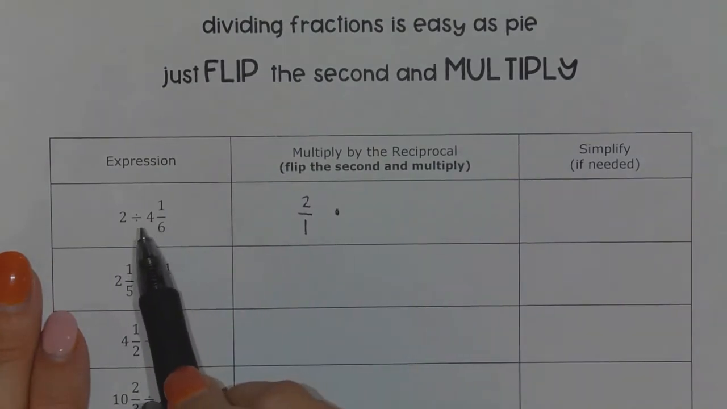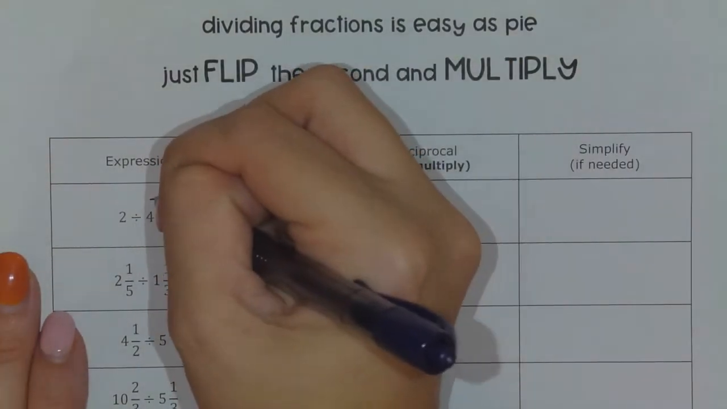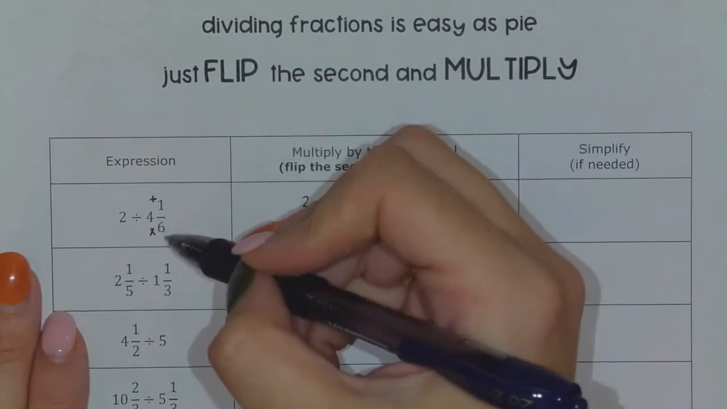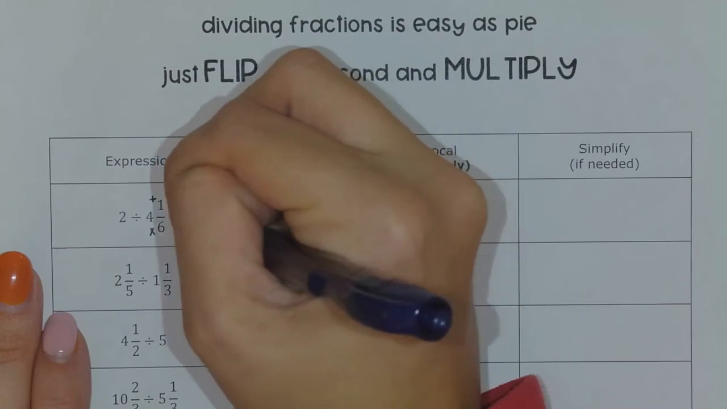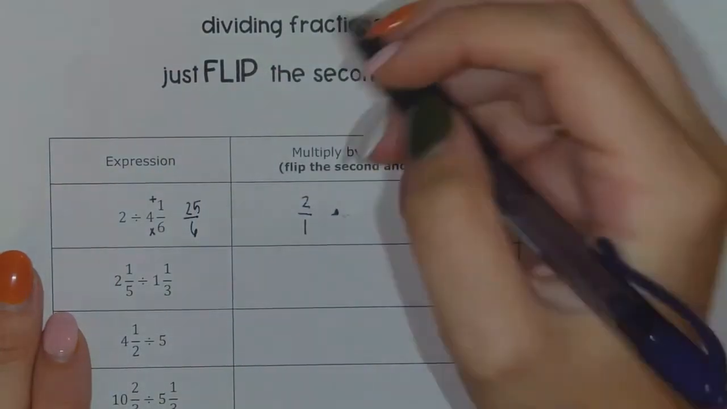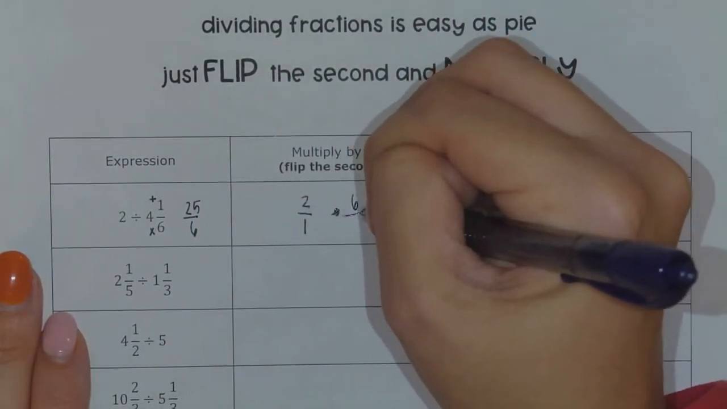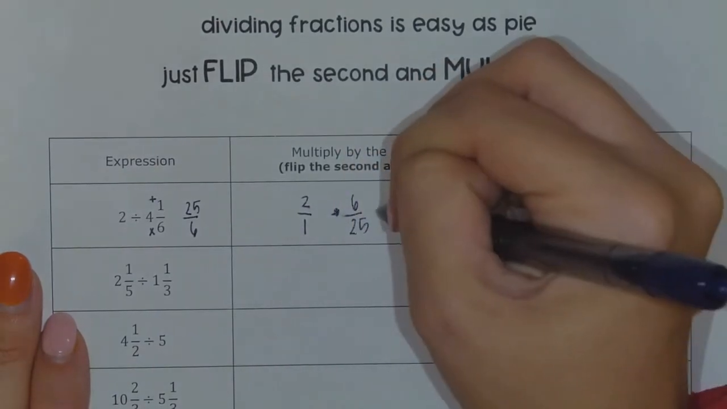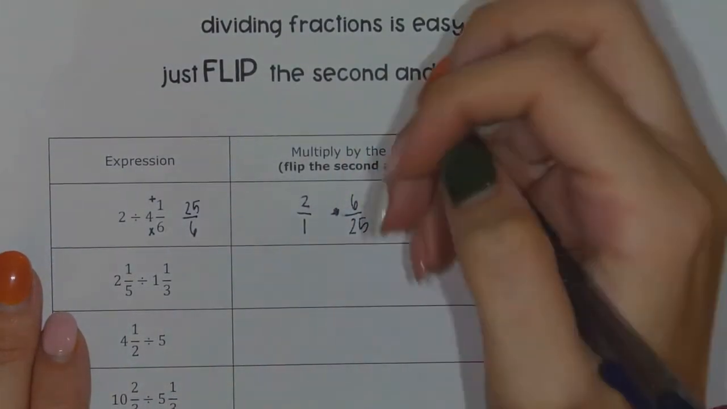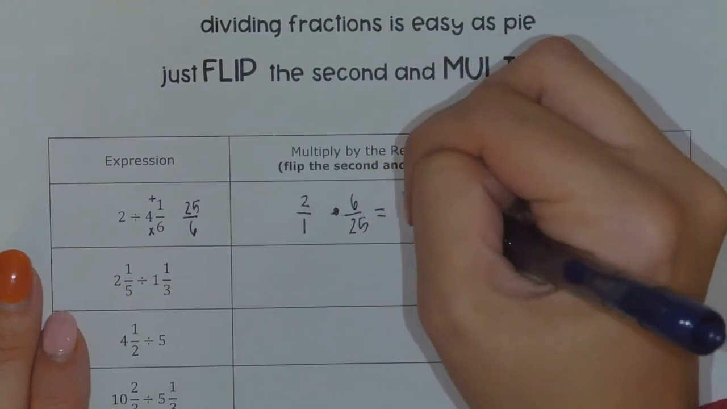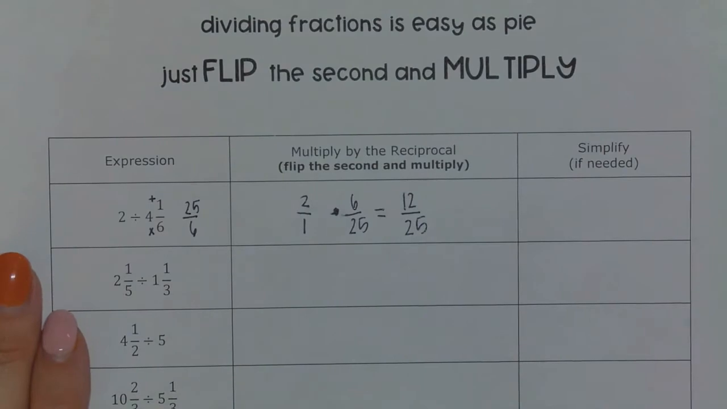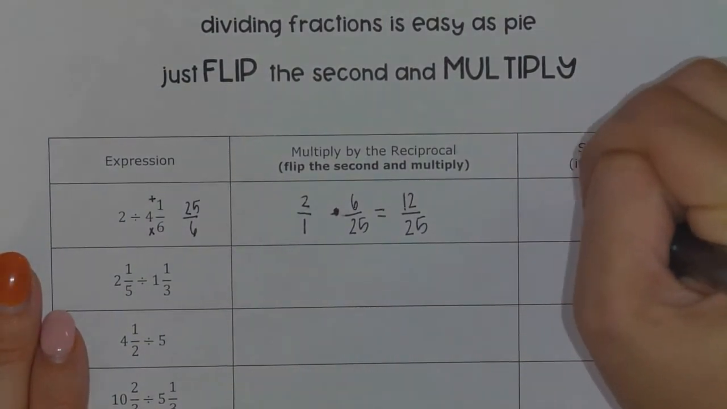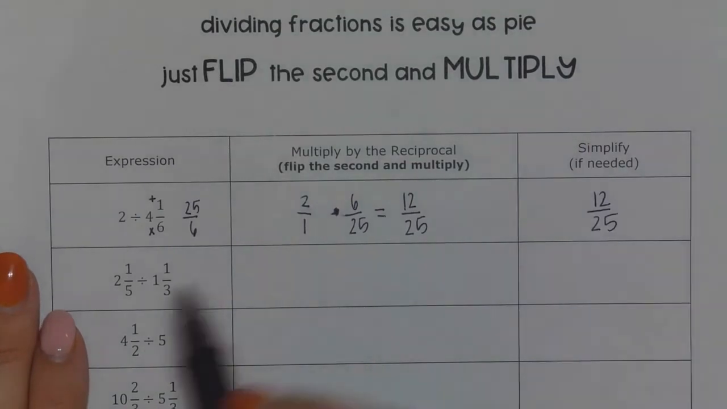And before I can flip 4 and 1/6, I've got to turn it into an improper fraction. So 6 times 4 would give me 24, plus 1 more would give me 25 over 6. So flipped, or the reciprocal, would be 6 over 25. Nothing to cross simplify here. So 2 times 6 gives me 12. 1 times 25 gives me 25. And just to make sure, I cannot simplify 12 25ths. So that is my final answer.